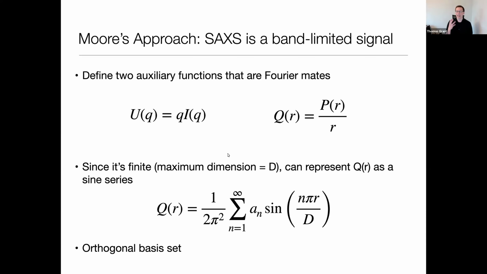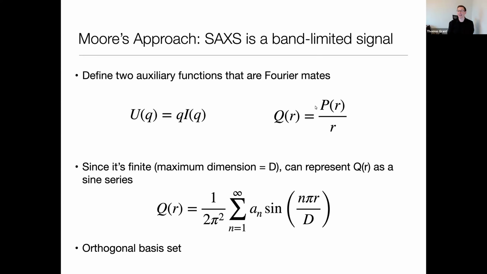And the main insight here was that because the P of R curve is bounded as a band-limited signal, it has a maximum dimension of D, he can represent Q of R, which is also thus bounded, by a sine series, a Fourier sine series. And so this was the real innovation of Moore's approach: rather than representing the P of R curve using cubic splines as the basis set, he's using a sine series as the basis set.